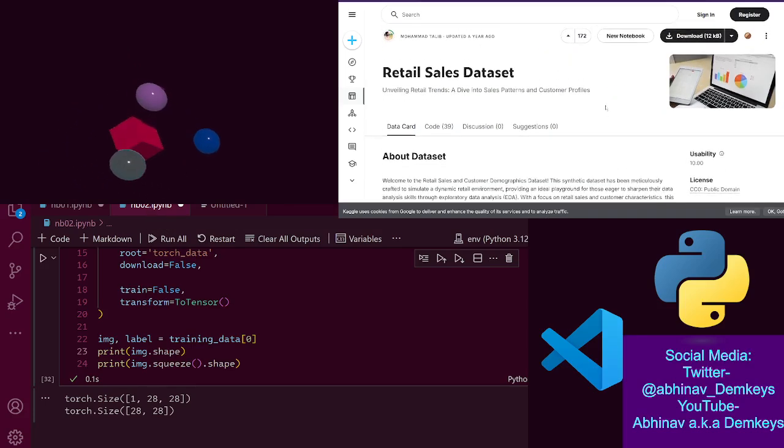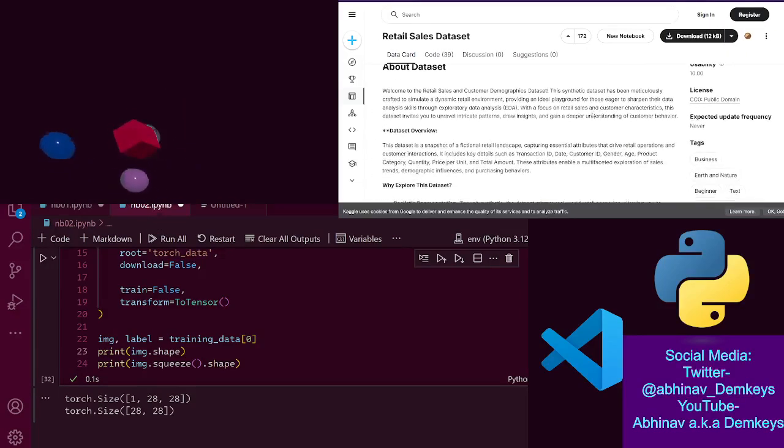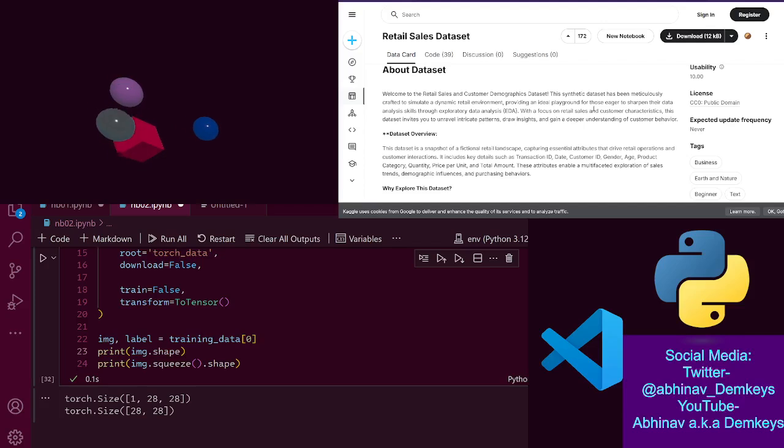Okay, this says retail sales dataset. Welcome to the retail sales and customer demographics dataset. Oh, okay, this is exactly what I'm looking for. This synthetic dataset has been meticulously crafted to simulate a dynamic retail environment, providing an ideal playground for those eager to sharpen their data analysis skills through exploratory data analysis. That's exactly what I've been looking for. With a focus on retail sales and customer characteristics, this dataset invites you to unravel intricate patterns, draw insights, and gain a deeper understanding of customer behavior. This is exactly what I'm looking for.